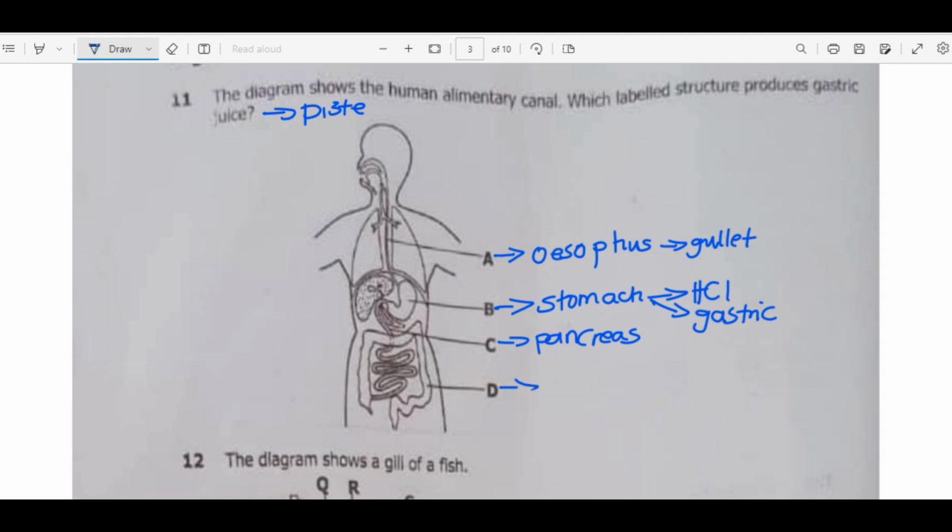Then structure D, this is the large intestines. The large intestines are there for absorption of water. So the function of B is to produce the gastric juice. So that is what you need to know.